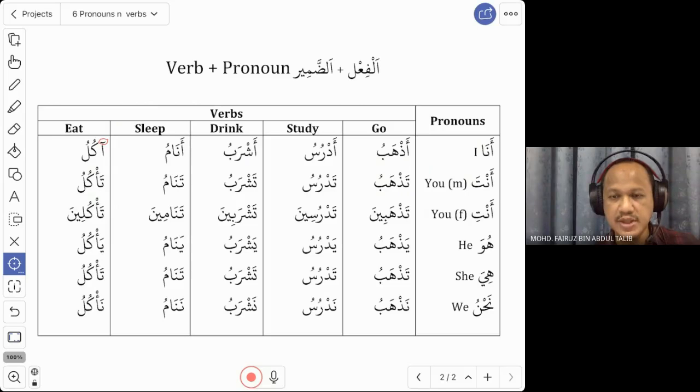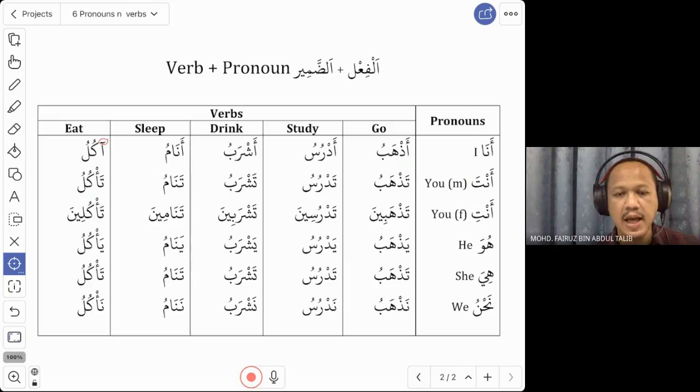So this is how you say I do this, I do that. You start with A. Anam, and Ashrab, Adrus, and so on. Okay? So this is very important, the A. All right? So number two. What is also important here? Just now when we practiced, we combined the word ana with all of these verbs.